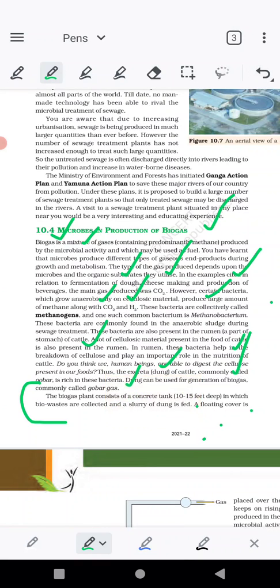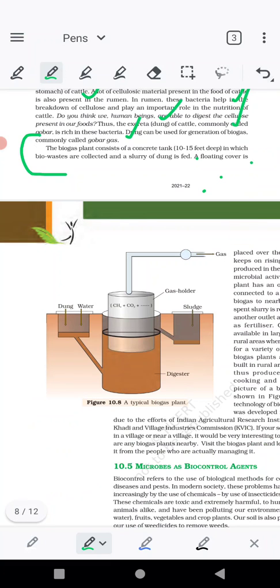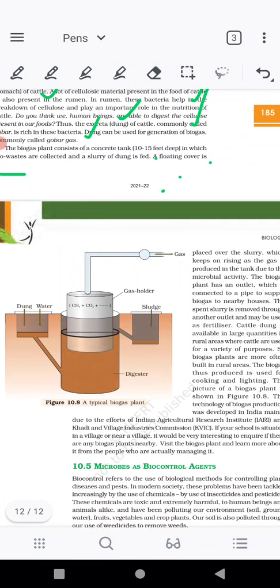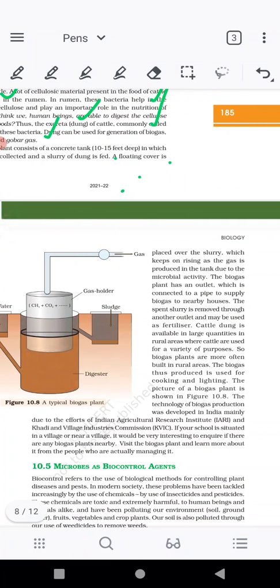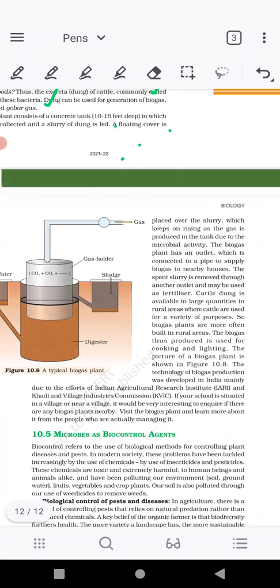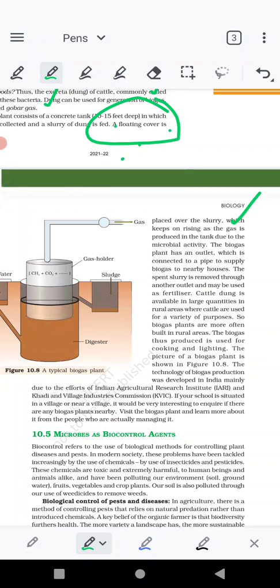Now this concrete tank is covered from the top by a floating cover. This floating cover is placed over the slurry which is there in the concrete tank, and it keeps on rising if the level of the gas produced in the tank increases. It comes back down if less gas is produced in the tank. So this floating cover is able to move based on the amount of gas in the concrete tank.